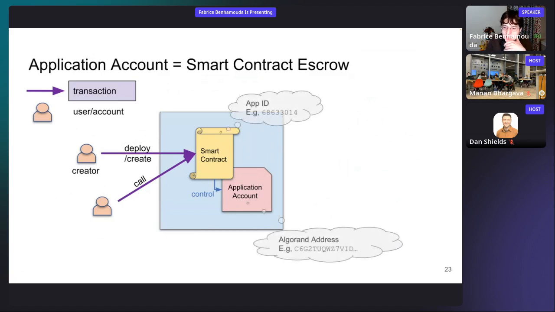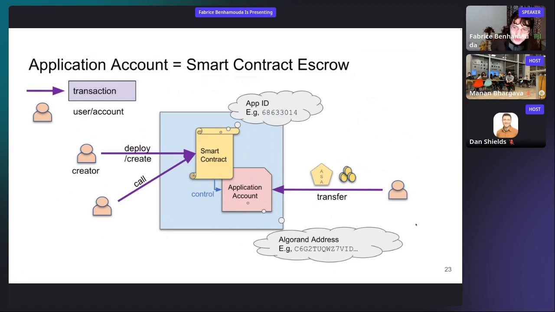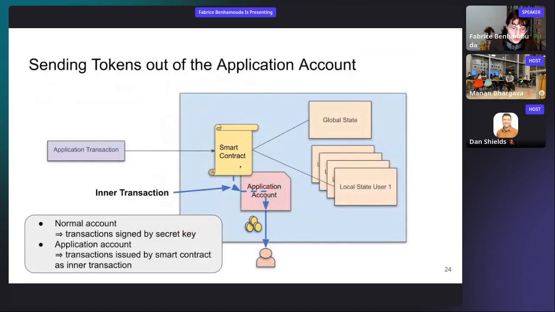So the smart contract, as usual, has an application ID, and the application account is a normal account, so it has an Algorand address. Anyone can send tokens to the application account. For example, if you do a crowdfunding and people want to send money to your project, they would send tokens to the application account. And the smart contract can also send tokens out of the application account by using what we call an inner transaction. So the smart contract can issue an inner transaction from the application account to whoever it wants.